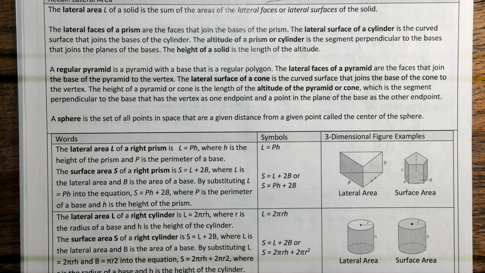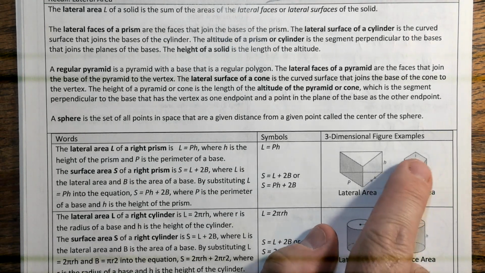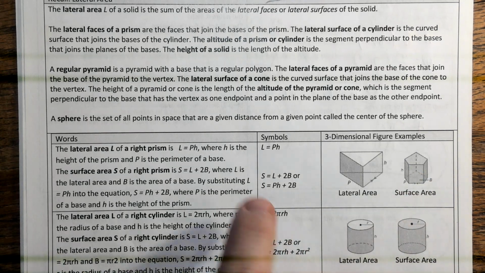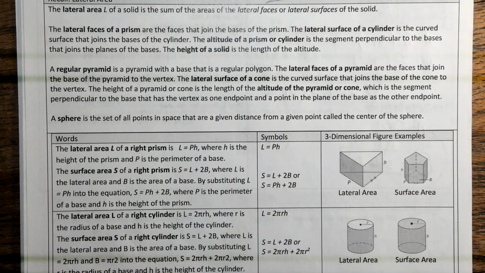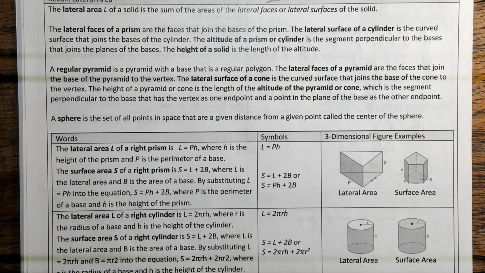Okay. Yeah, so it's the curved surface that joins the bases of the cylinder. The altitude of the prism or cylinder is the segment perpendicular to the bases that joins the planes of the bases. Okay, that's a lot of words, but that would be like, I know this is dotted to show you it's 3-dimensional, but it would also be dotted to indicate that altitude, and we've seen that before with the triangles, but it's going to be the same with all the shapes. The height of the solid is the length of the altitude.